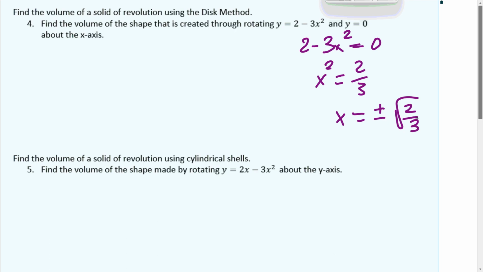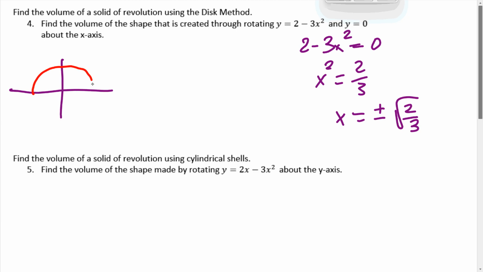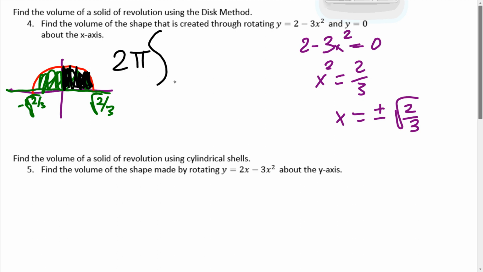Oh, that's gross. Okay, so here's my graph. The 2 minus 3x squared would look something like this, right? And it would intersect at 0. So I have this boundary here. So I'm really rotating this. Well, what's kind of nice about this one, I go from negative root 2/3 to positive root 2/3. So really, I could just take half of it and then times it by 2. So I'm just going to go from 0 to square root 2/3, which is a little bit easier to deal with.